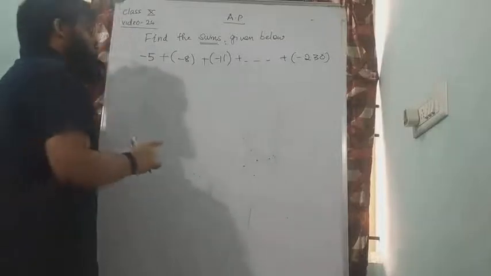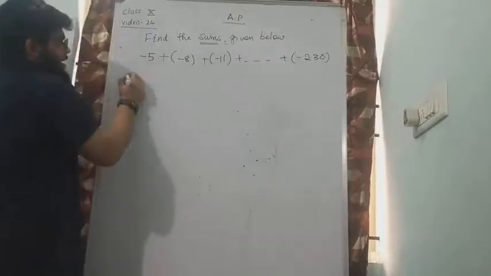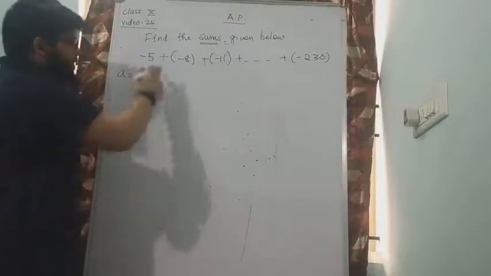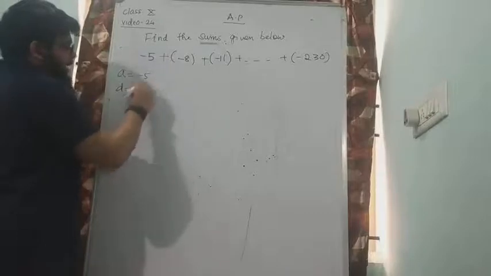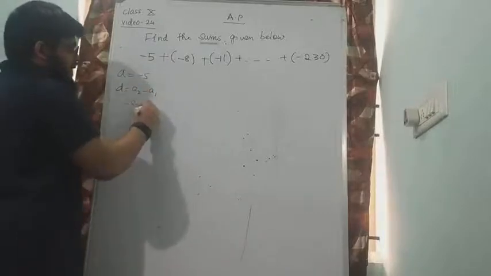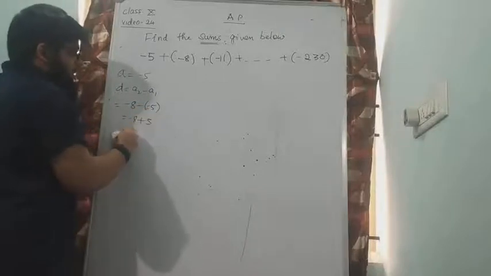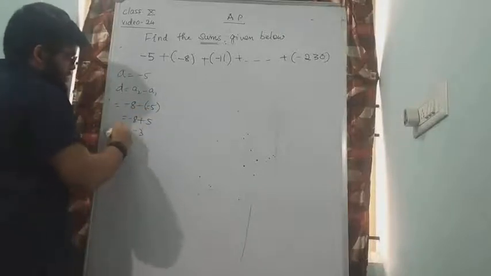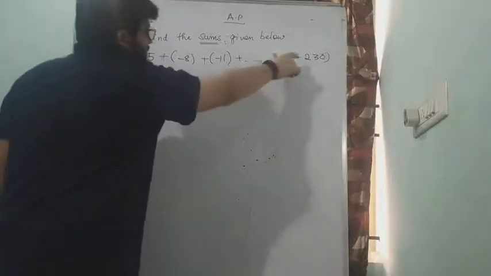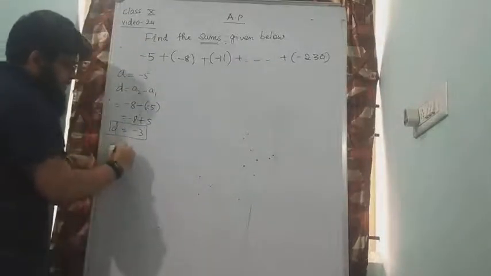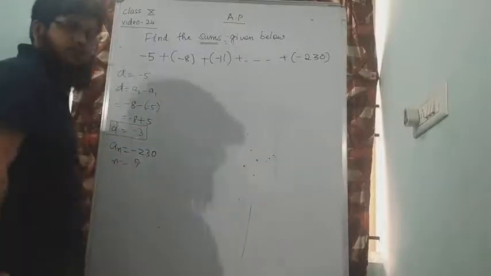Okay. So now what we have to do, as usual, n is missing. So let me write down the initial values that I have. I have a, which is minus 5. d is a2 minus a1. a2 is minus 8, minus a1 which is minus 5. Minus 8, minus into minus is plus, minus 8 plus 5 is minus 3. So the value of d is minus 3 here. Next, I have the last term. Last term is given by an, which is minus 230. n we don't know, so n will be equal to question mark.